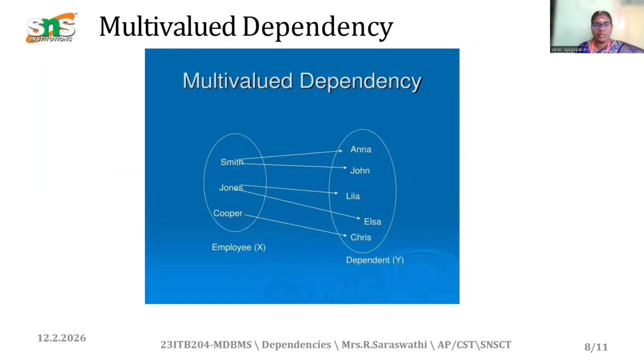Multi-value dependency: if one attribute belongs to more than one value. For employee X and dependent employee Y, employee X contains the values Smith, Jones and Cooper. Smith has two values, Anna and John. Jones has two values, Lila and Elsa. Cooper has one value, Cheris.